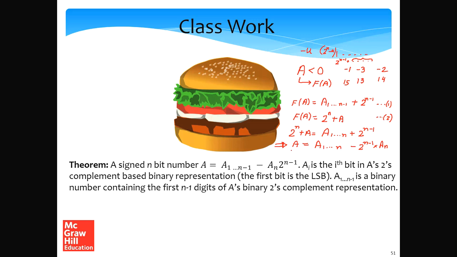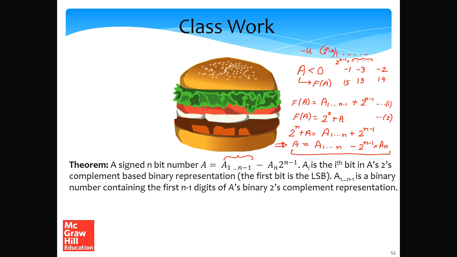So this expression over here, a is equal to the number formed by considering the first n minus 1 bits in a's 2's complement representation, which is this number over here, minus 2 to the power n minus 1 times an, where an is the nth bit, and in this case we know it's 1. So we proved it for the case that a is less than 0, and the proof for the case that a is greater than 0 is trivial. The main reason being that an is 0, and so we remove 0 out of the number, we have the same number.